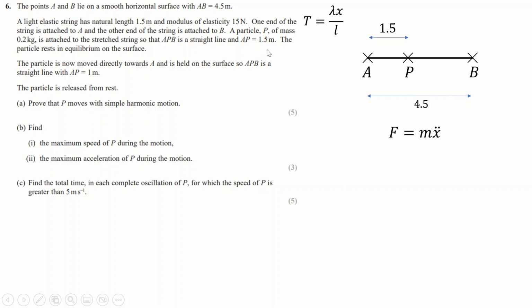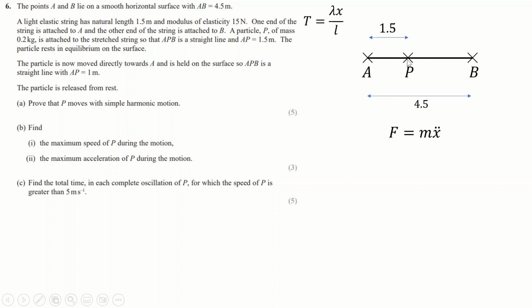So we've got the mass there, and we're going to obviously use F equals m x double dot, so that we can show simple harmonic motion. This is being pulled, how far along? It's being pulled another 0.5 meters along. So the amplitude is going to be 0.5. That's going to be helpful later.